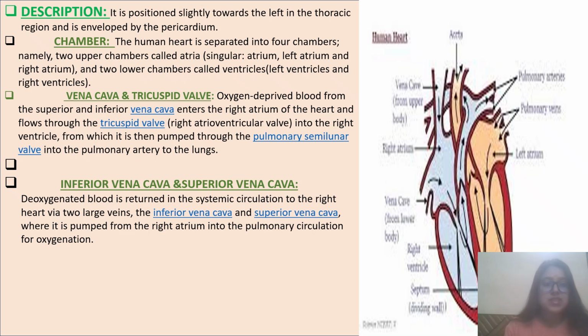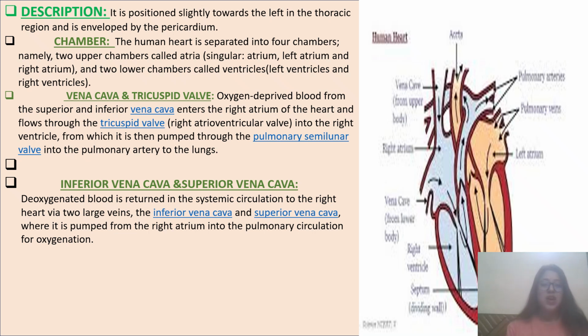Next, structure. Chambers. It has four chambers. The upper chambers are called atria, left atrium and right atrium, and the lower chambers are called ventricles, left ventricle and right ventricle. Next, vena cava and tricuspid valve. Oxygen-deprived blood from the superior and inferior vena cava enters the right atrium of the heart and flows through the tricuspid valve into the right ventricle.